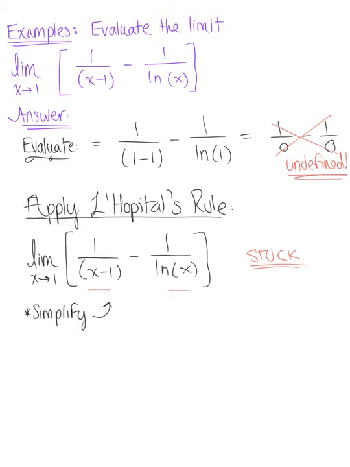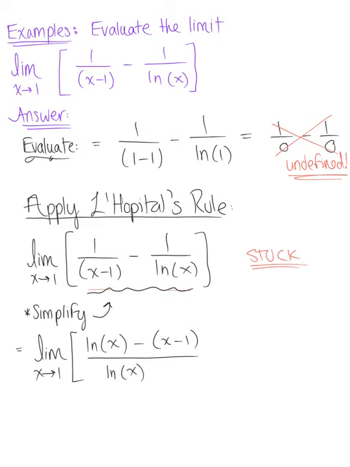So we want to simplify this expression to a single expression. So I have the limit as x approaches 1 of, getting a common denominator, the natural log of x minus x minus 1 all over the natural log of x times x minus 1. And now we're ready to apply L'Hopital's rule. So applying L'Hopital's, I have the limit as x approaches 1 of the derivative of the numerator divided by the derivative of our denominator.